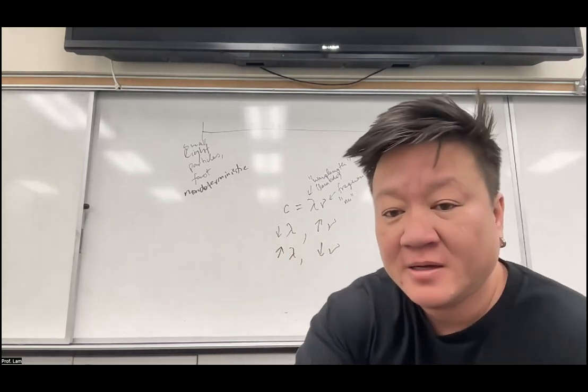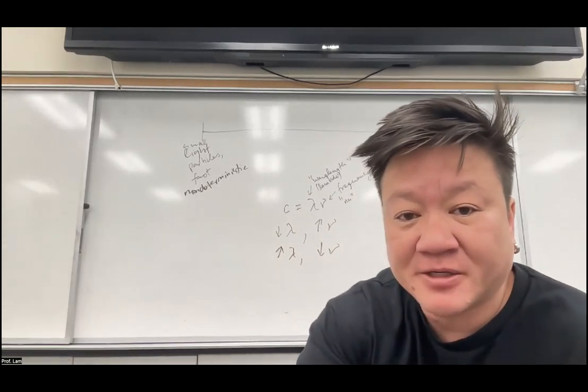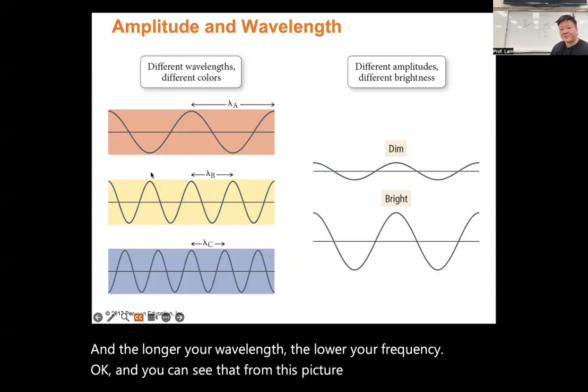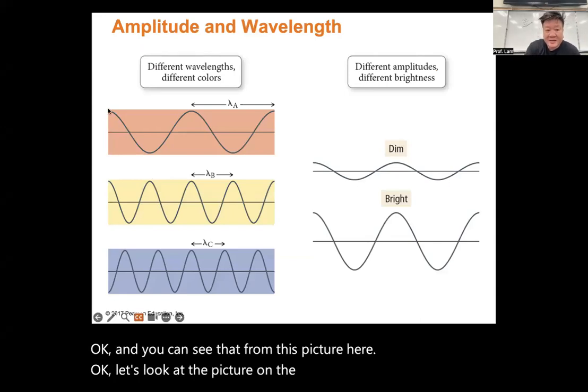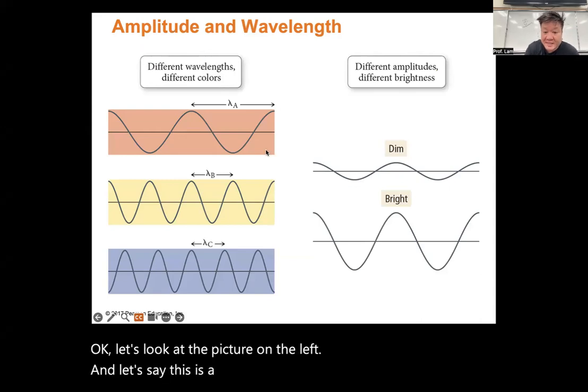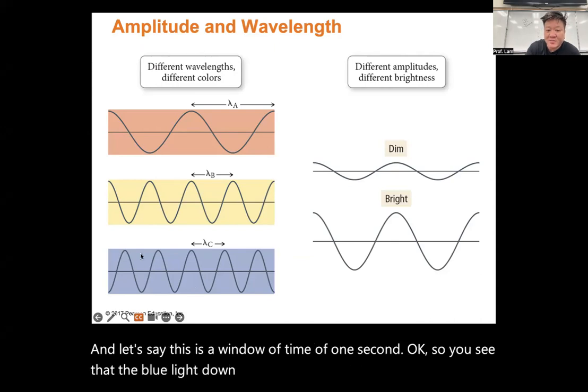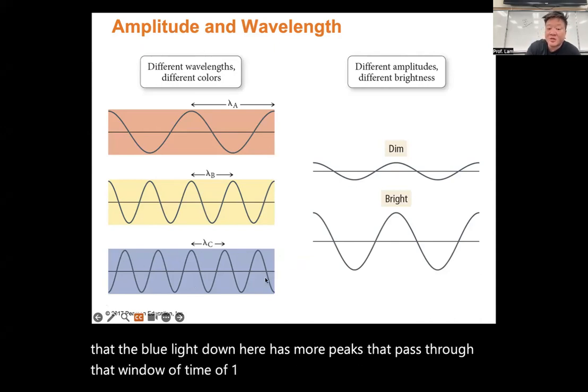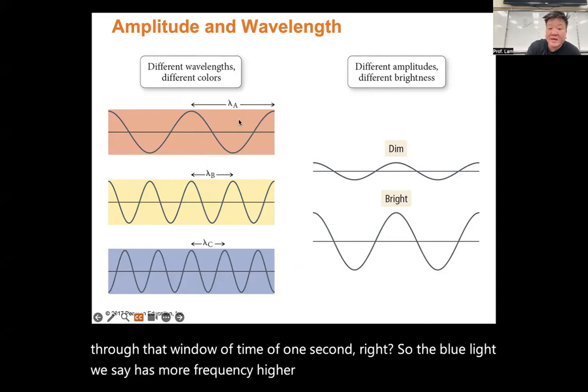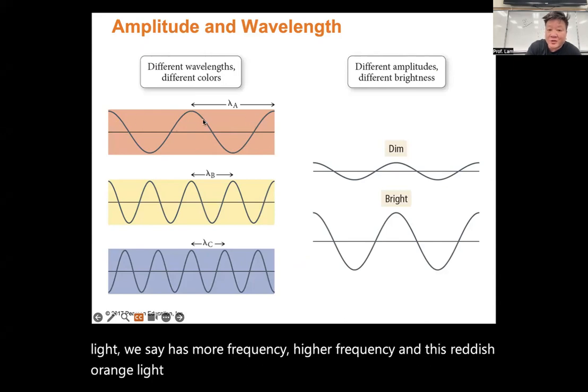Okay. And you can see that from this picture here. Okay. Let's look at the picture on the left. And let's say this is a window of time of 1 second. Okay. So you see that the blue light down here has more peaks that pass through that window of time of 1 second, right? So the blue light, we say, has more frequency, higher frequency. And this reddish orange light here has lower frequency.